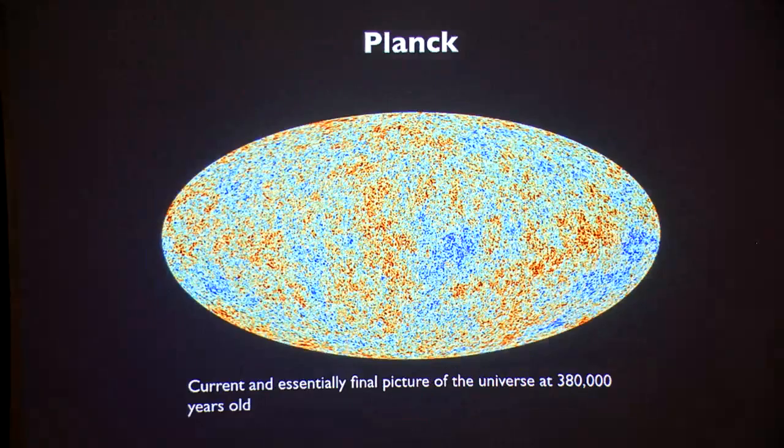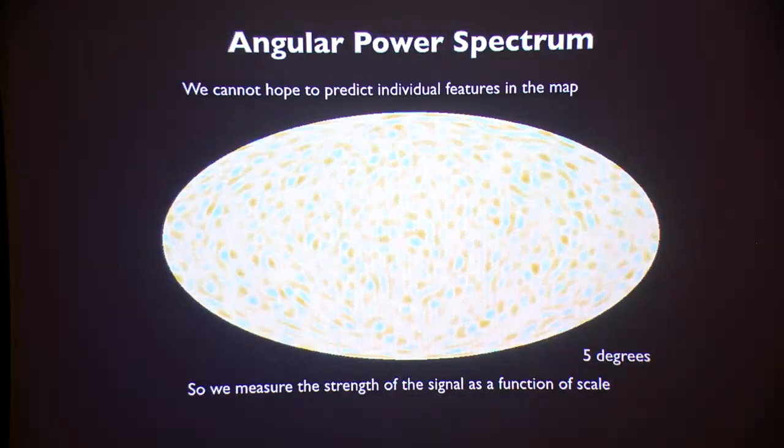Okay, so we can't really hope to predict this map as it is because there are these red blobs here, and no one can hope to have a theory that predicts why there's a red blob over there and there isn't a red blob over there. So the only thing we can hope to predict are really statistical properties of these maps. And so what we do is we look at the angular power spectrum, and I'll try to give you some intuitive feeling for what we're actually doing when we show it, which I'll show you in a second.